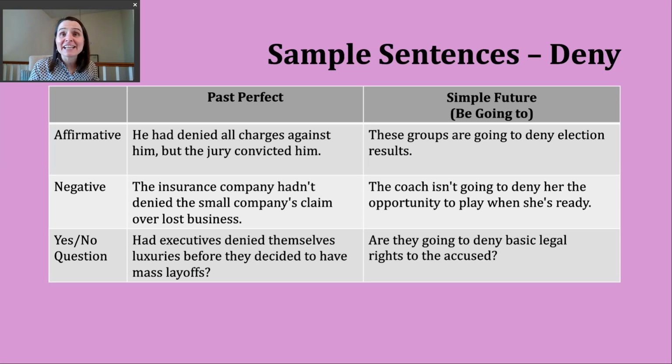Now let's look at making a yes or no question in the simple future. To do this, I start with a form of be, whatever form matches my subject, and that subject comes next. Then I use going to and the base verb. You can see this in my example.